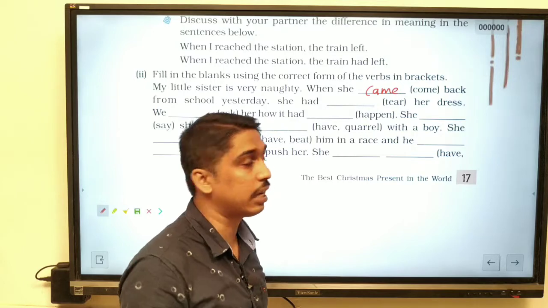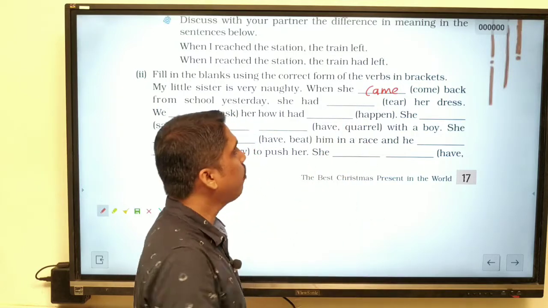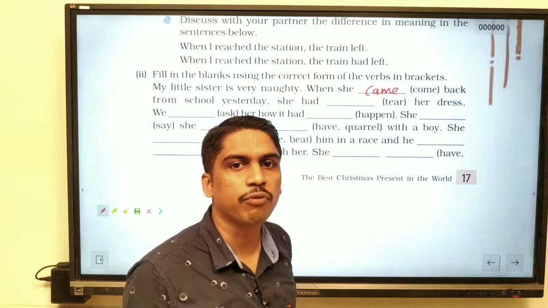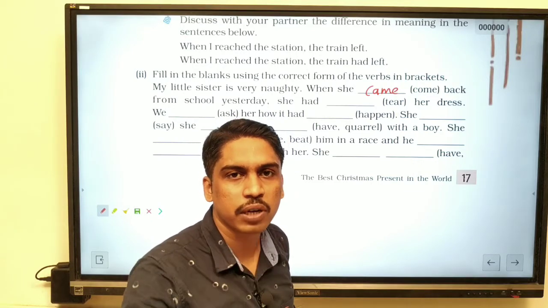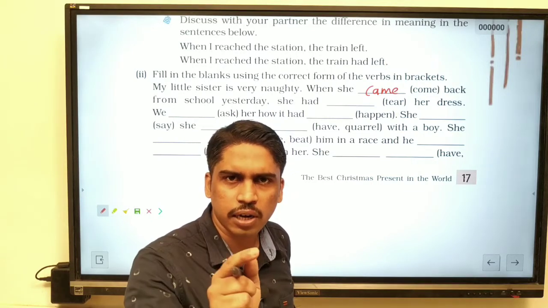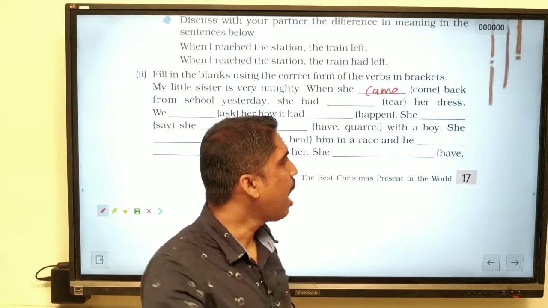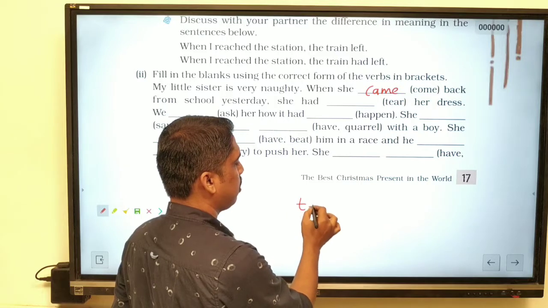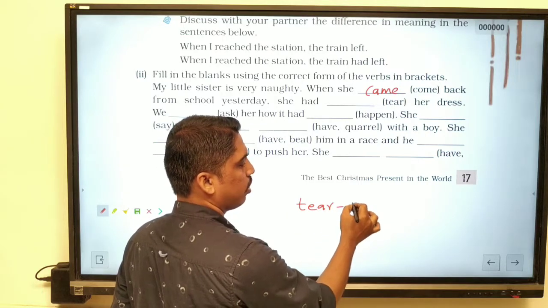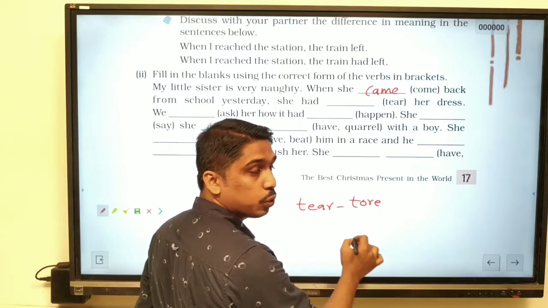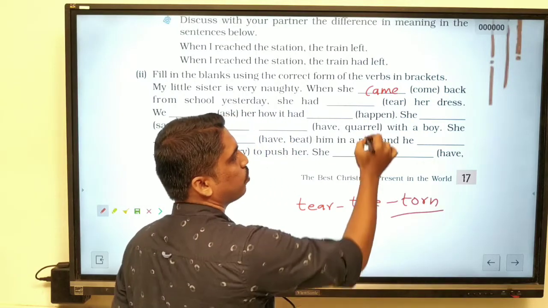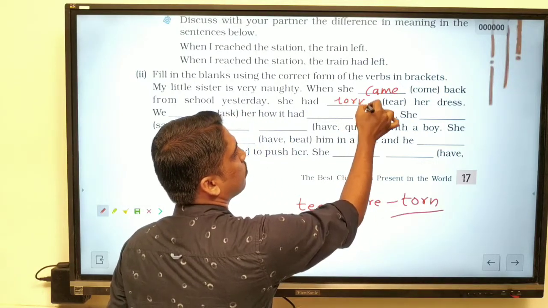അവളുടെ ഡ്രസ്സൊക്കെ കീറിയിട്ടുണ്ടായിരുന്നു, കീറുക. ഇവിടെ ഹാഡ് ഉണ്ട് അല്ലേ? ഹാഡ് ഉണ്ടായി കഴിഞ്ഞാൽ പിന്നെ അതിന് ശേഷം കൊടുക്കേണ്ട വെർബ് ഫോം ഏതാണ്? പാസ്റ്റ് പെർഫെക്റ്റ്ലി യൂസ് ചെയ്യുന്ന വെർബ് ഫോം ഏതാണ്? We studied, yes, it is verb 3. And what is the verb 3 of tear? It is tear verb 1, tore verb 2 and torn verb 3. So this form should be used here, torn.